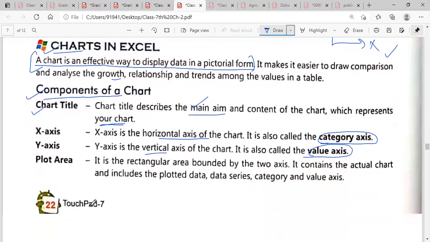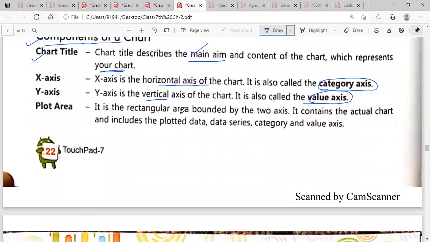Now, next is the plot area. It is a rectangular area, like this, in rectangular form, bounded by two axes, the x-axis and y-axis. It contains the actual chart and includes the plotted data series, category, and value axis. Here we will plot the values. In this rectangular area, we can plot a graph of any kind.